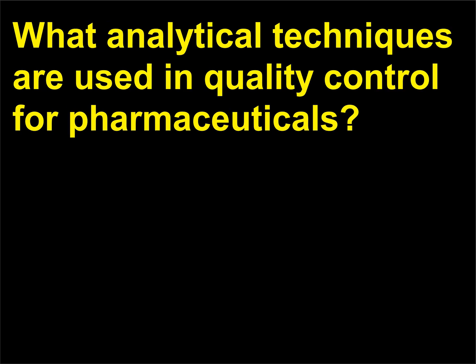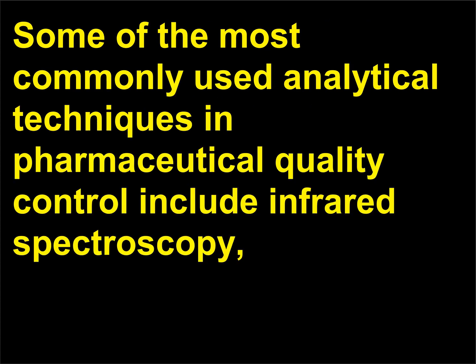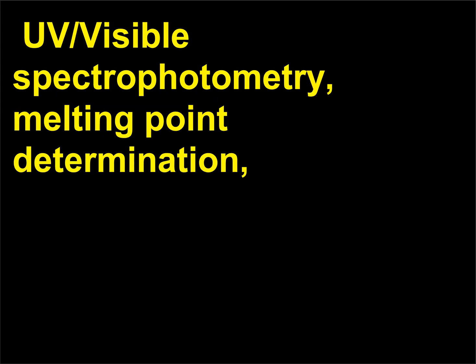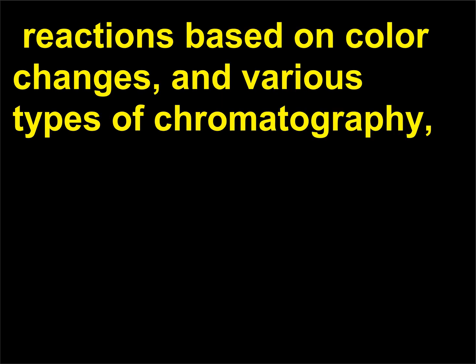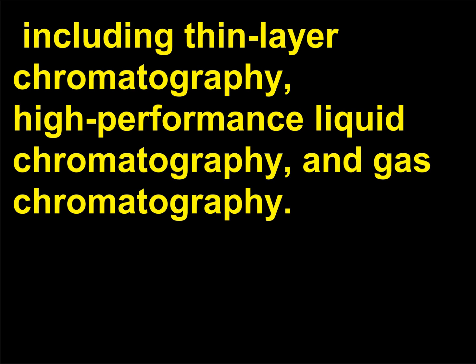What analytical techniques are used in quality control for pharmaceuticals? Some of the most commonly used analytical techniques in pharmaceutical quality control include infrared spectroscopy, UV/visible spectrophotometry, melting point determination, reactions based on color changes, and various types of chromatography, including thin-layer chromatography, high-performance liquid chromatography, and gas chromatography.